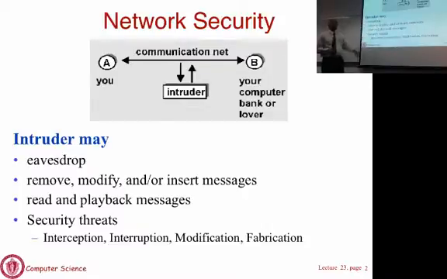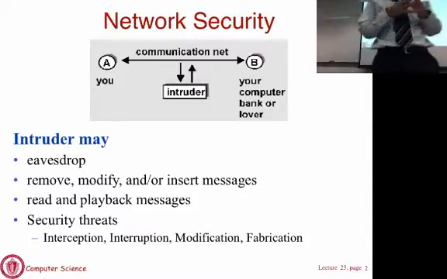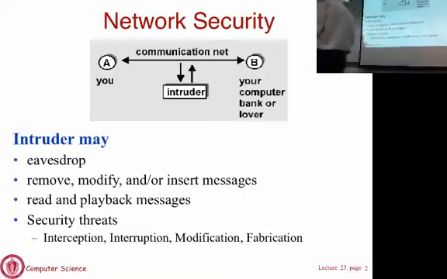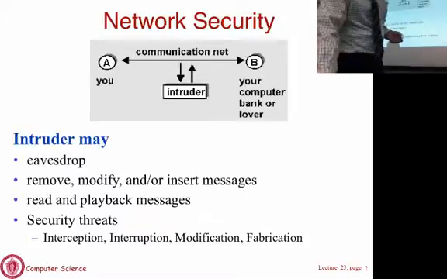You can read, record, and then replay messages, meaning you can take all the messages that are being sent by Alice, in this case to Bob, and at a later time play them back as if Alice is sending them again. That's also possible. That's called a replay attack. And so you can intercept, interrupt, modify, fabricate. All of these things are possible. And the question we really want to ask is, what are some basic mechanisms you can use from a security standpoint to prevent this from happening?